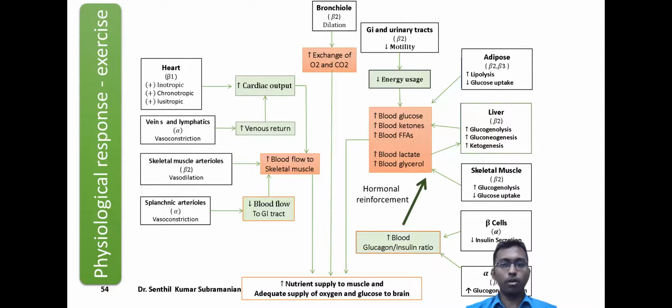Catecholamines act on various organs. To understand how these various actions come together to bring about the desired change in the body, let us take an example of exercise, which is a stress. What is the goal of the body in exercise? To increase the nutrient supply to the exercising muscle, while at the same time maintaining adequate oxygen and glucose supply to the brain. Let us look into this flow diagram one by one to understand this.